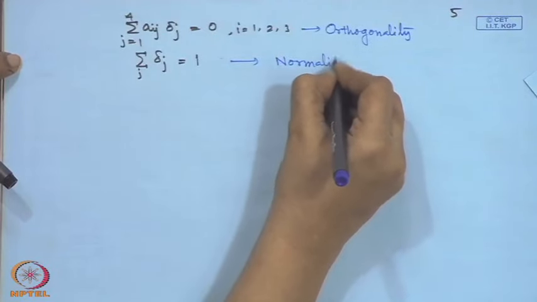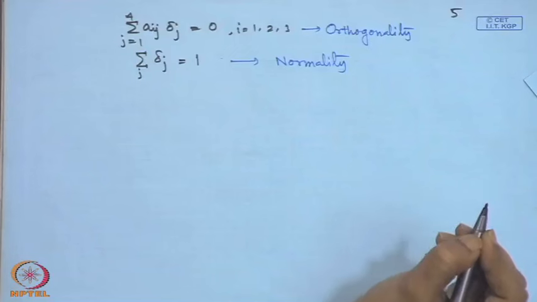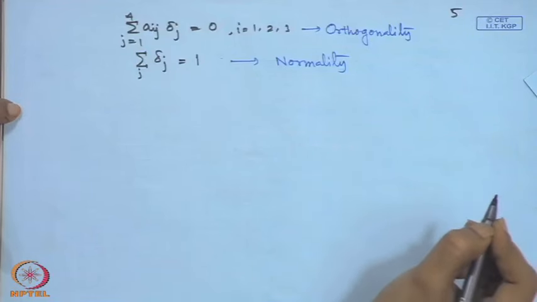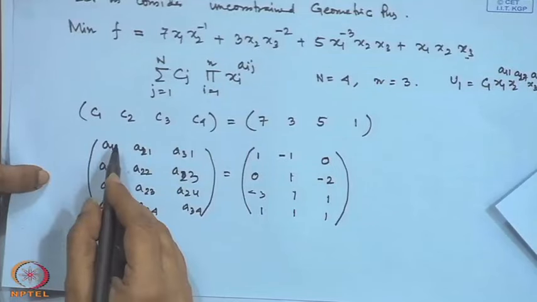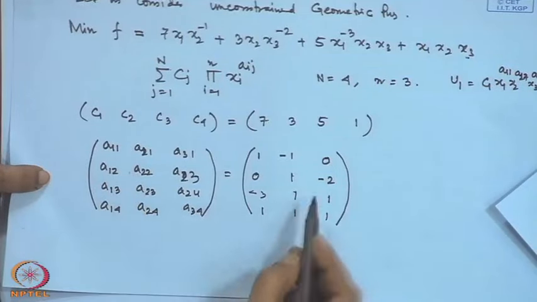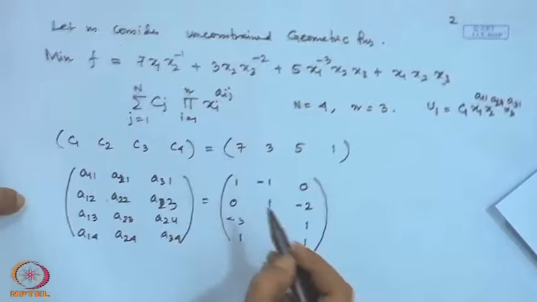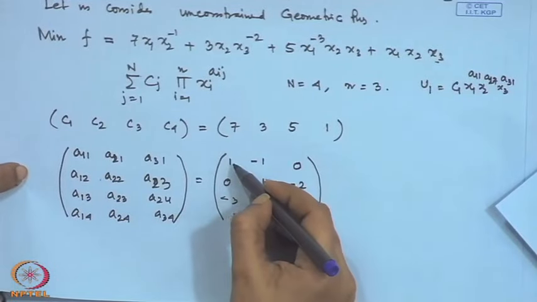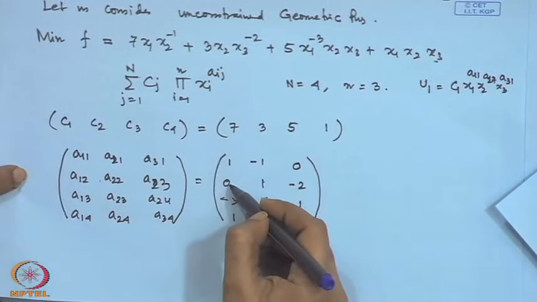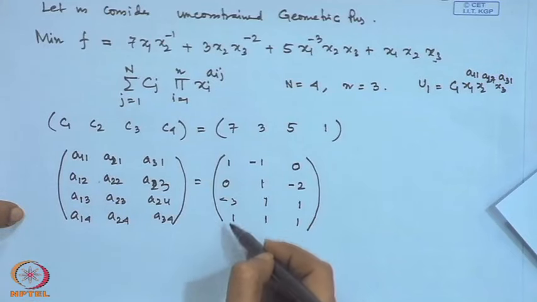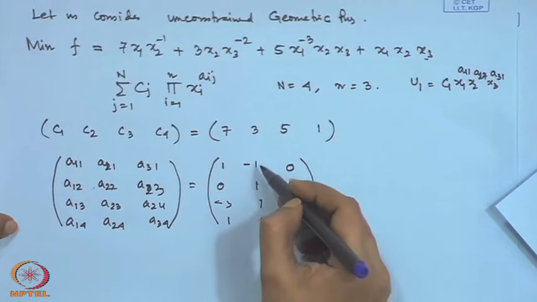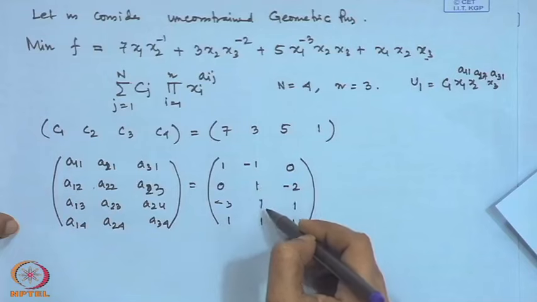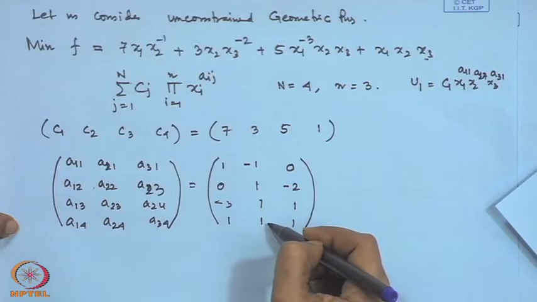Thus, in the geometric programming problem, whenever we are having any polynomial with us, we need to optimize the polynomial. In that case, first we will formulate the orthogonality condition and the normality condition. Now, look at this matrix. From the same matrix, we can formulate the orthogonality condition. How? We will just multiply 1 into delta 1 plus 0 into delta 2 plus minus 3 into delta 3 plus delta 4 is equal to 0. Minus 1 into delta 1 plus 1 into delta 2 plus delta 3 plus delta 4 is equal to 0.